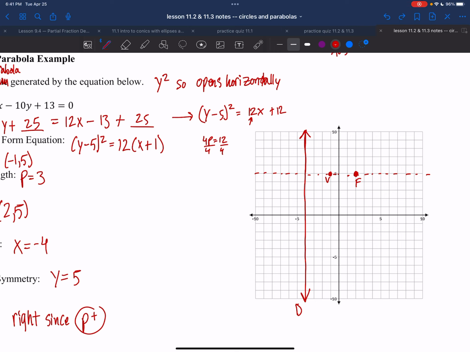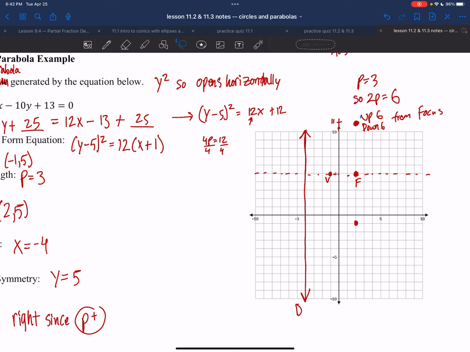Well, p equals 3, so 2p equals 6. So that means you're going to go up 6, down 6. So up 6 and down 6 from focus. That will help you find 2 more points. So the focus up 6 should be about here, because that's 11, right? That's 11. And then down 6 should be down here at negative 1. Okay. I'm going to lasso this.